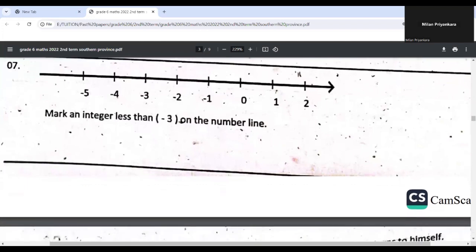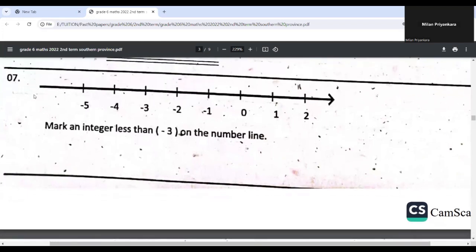And in the 7th question, mark an integer less than -3. Less than -3 means maybe -4, maybe -5. According to this number line, you can mark either of these, maybe -5 or -4. I will mark -4. You need to draw a circle like this, and then shade that circle. That's all. So this is the answer.